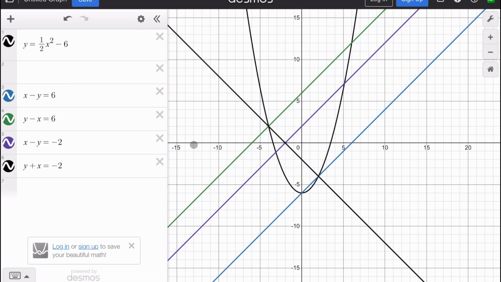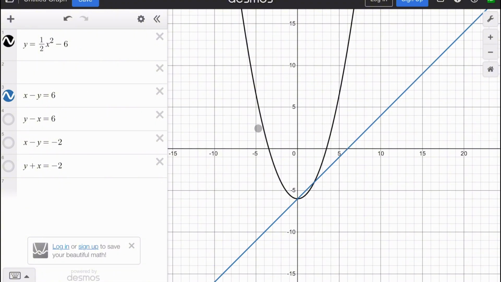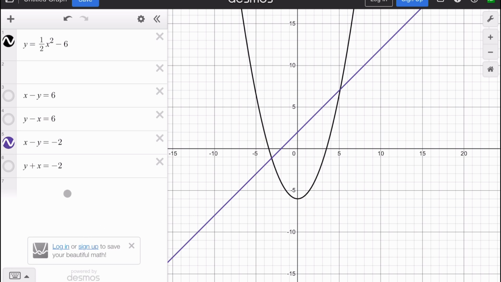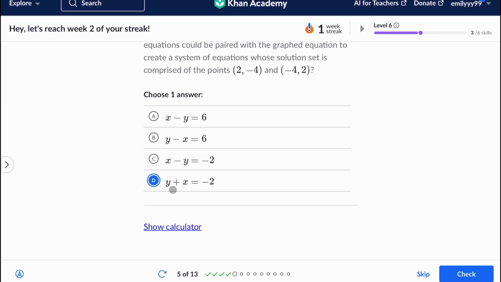Okay, so I put all of the equations into the calculator. These are the answer choices, and we can look at them one at a time by turning them off. So let's look at the first one first. Clearly it does not go past -4, 2, so that's wrong. This one does not go past 2, -4, so that's wrong. This one, yep, we can tell that's wrong. And then the last one does go through these two, so the last one, y plus x equal to -2, should be correct. So that's D.